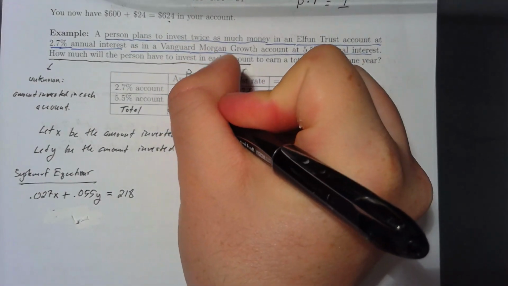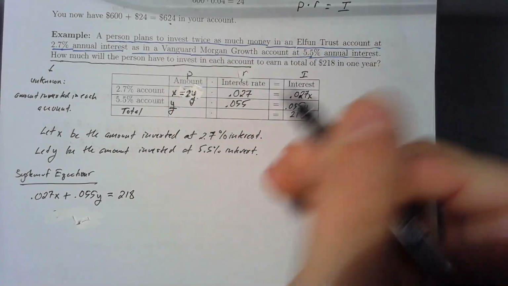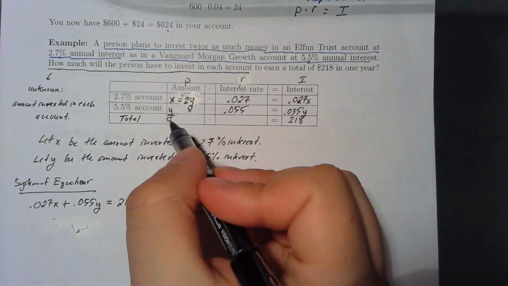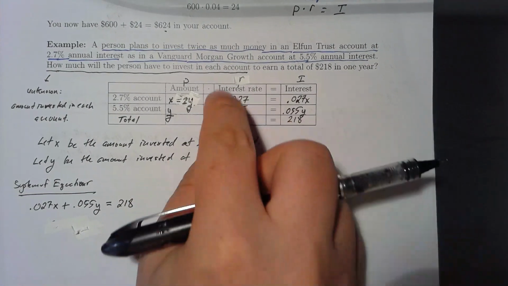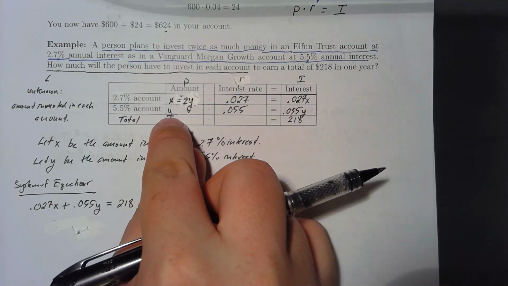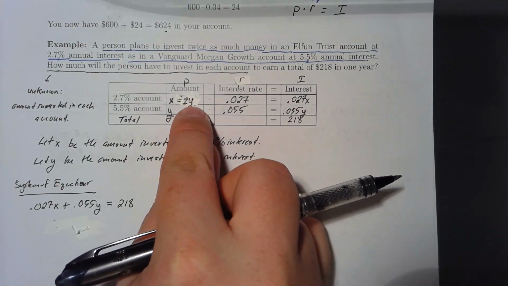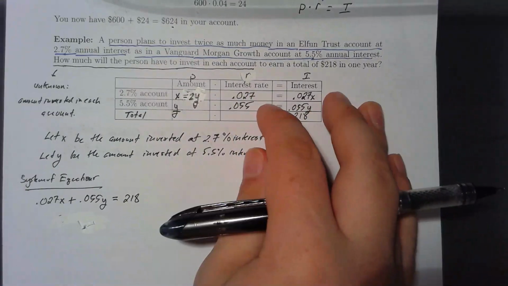And I'll explain why in a minute. Well, right now, actually. So, if you think about it, if I'm investing this much amount at 5.5%, I'm investing twice that amount at 2.7%. So if I'm investing y here, then twice that amount will be 2y. That's it. I just overthought that part for some stupid reason.